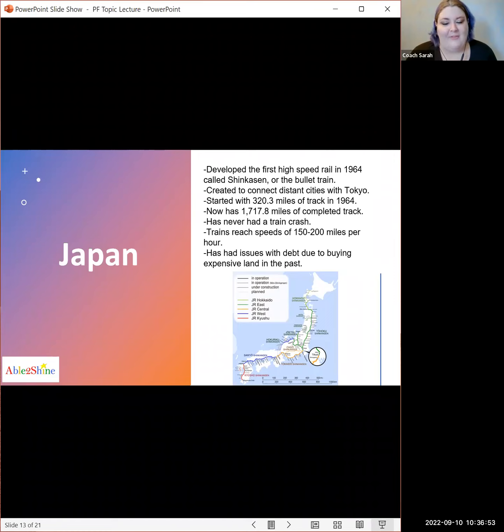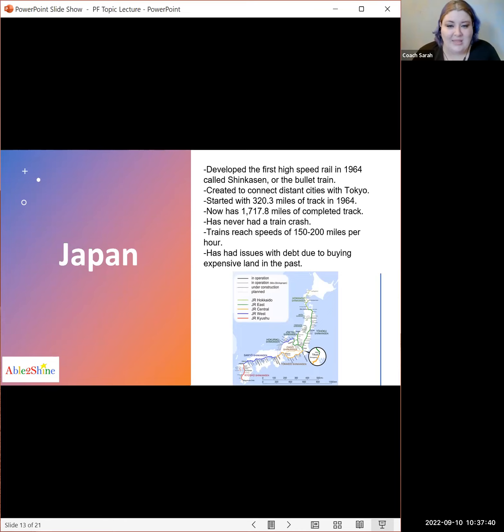for the economic benefit. They started with just 320 miles of track in 1964 as their first line opened, but they now have 1,717 miles of completed track, and they're building more, as we'll discuss later on. Japan is seen as the gold standard for rail lines. If China has the biggest network and the fastest growing network, France has the fastest train in existence currently, and the European Union is the largest internationally connected network, Japan is just still seen as the ideal train network line.